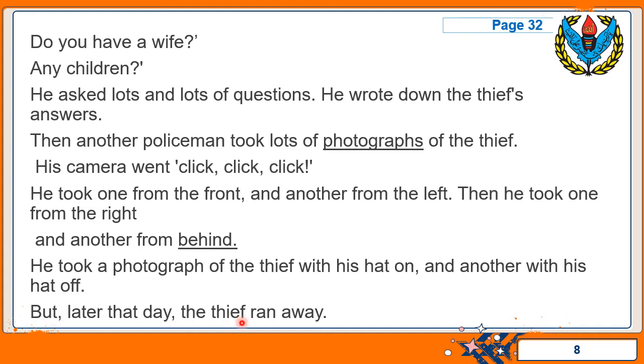But later that day the thief ran away. Ran away means ran away.